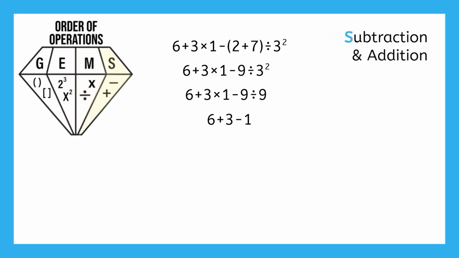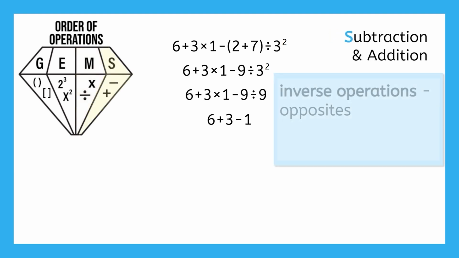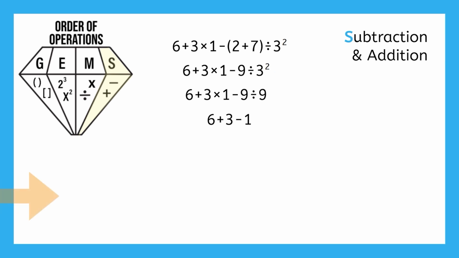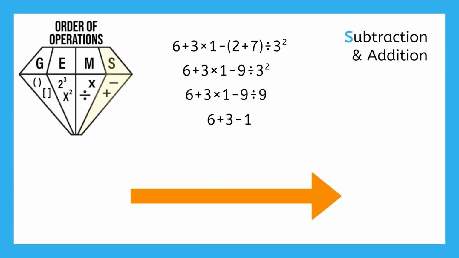Like multiplication and division, subtraction and addition are inverse operations. For example, 5 plus 4 equals 9, and 9 minus 4 equals 5. Opposites. Subtraction and addition are ranked equally in GEMS, so like before, we work from left to right and solve whichever comes first. Starting with 6 plus 3 equals 9, and then 9 minus 1 gives us 8. Not too difficult now that we know the proper order of operations, huh?